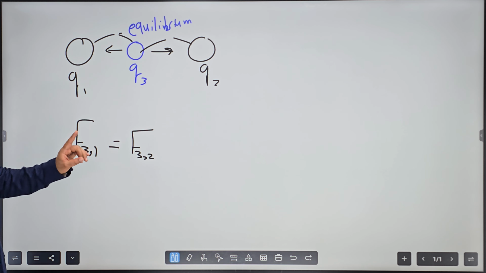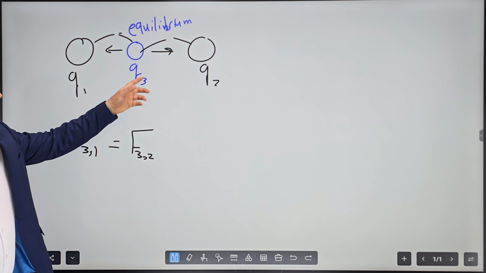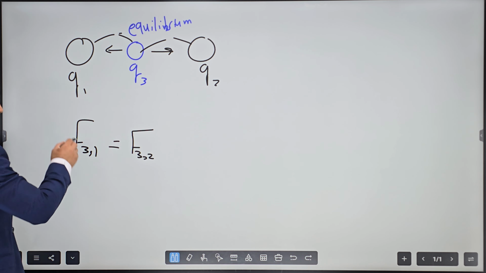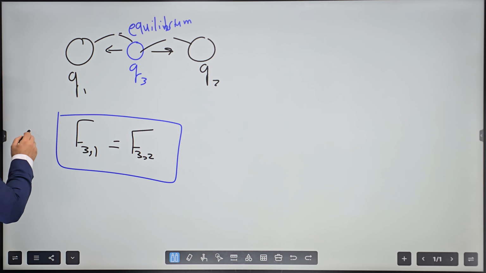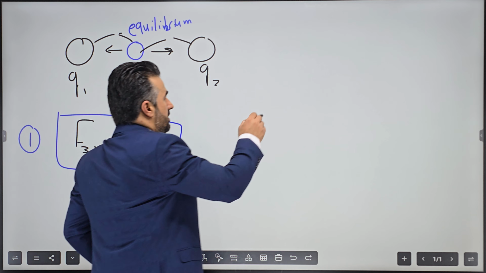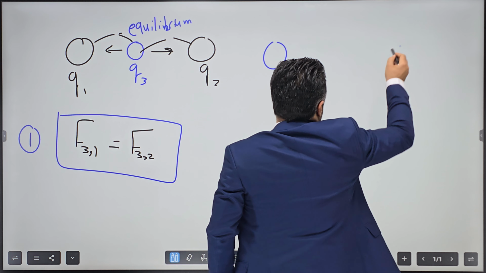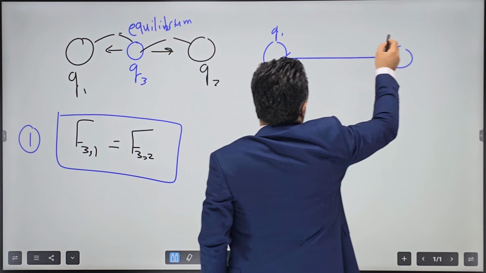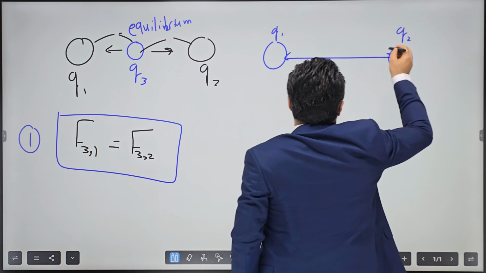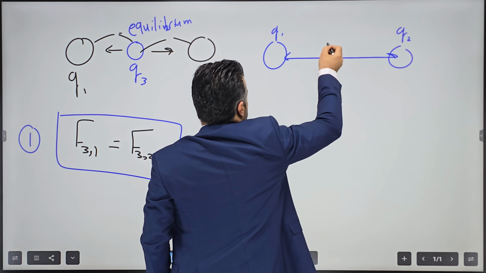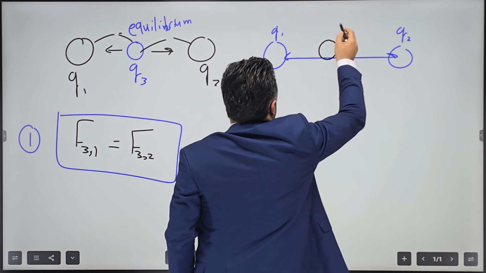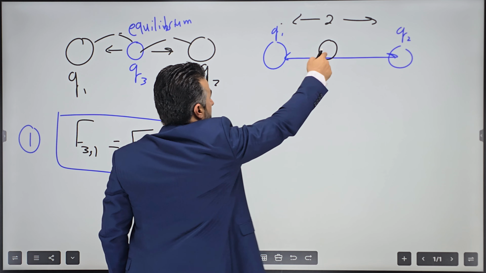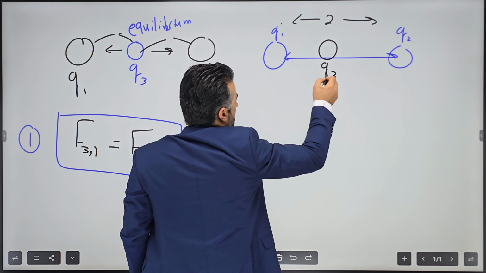But there is one more thing here. We want to know where exactly we should put Q3 so that it is going to be at equilibrium. So this is the first equation that you need to use. The second thing that you need to do: most of the time, the distance between the two charges, Q1 and Q2, will be given. So here is charge 3. Let's say the distance between the two is 2 meters. We don't know where exactly we should put Q3 at this point.